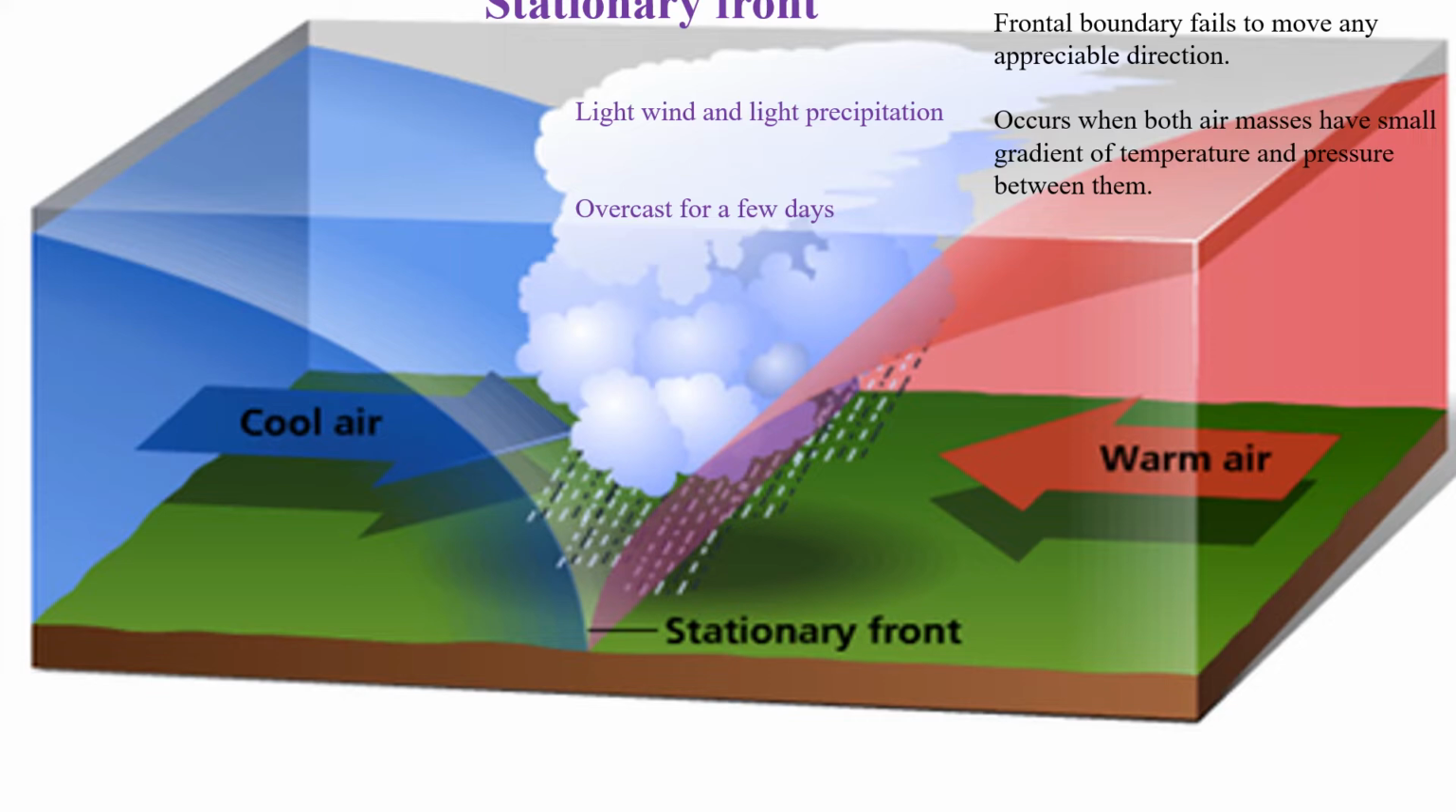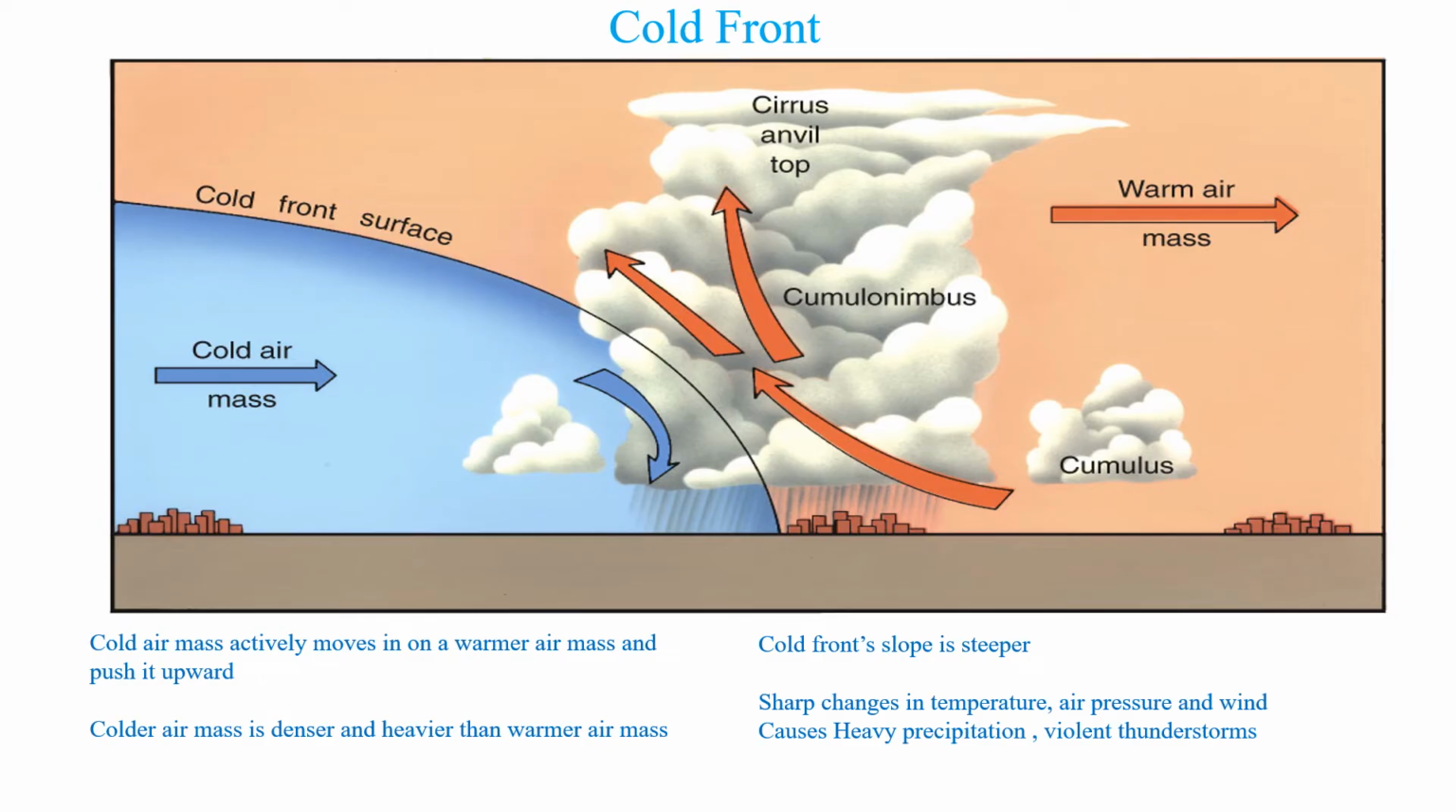So at the frontal boundary, the main thing is that the air masses fail to move in an appreciable direction, and both air masses have a small gradient in temperature and pressure. Because of this, with a stationary front we will not see any hazardous situation or thunderstorm or something like that, but sometimes we can see lightning. So you need to know what a stationary front means.